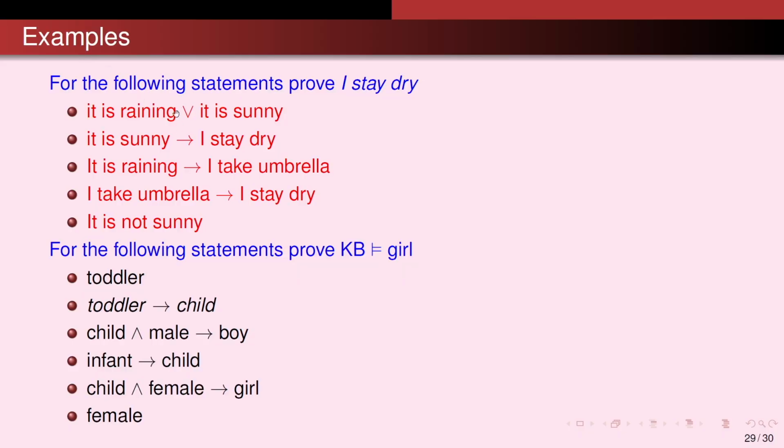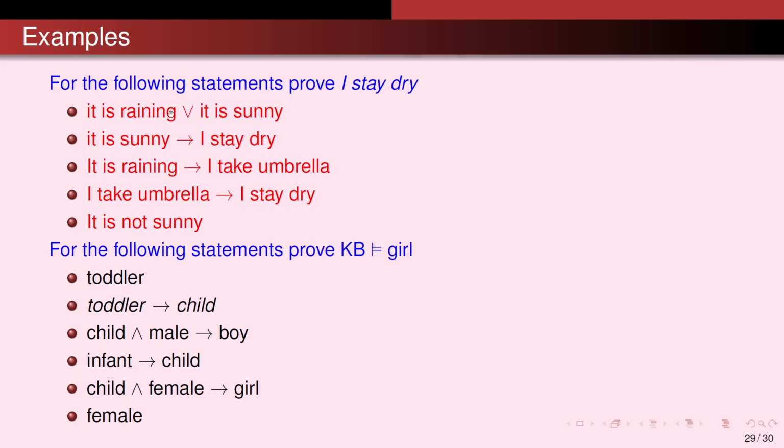So, earlier we did that using some formula. Let us take this example. Can we try that? The first one, it is raining or it is sunny. It is raining implies I stay dry. It is raining implies I take umbrella. I take umbrella, then I stay dry. It is not sunny. So, how do we do that?